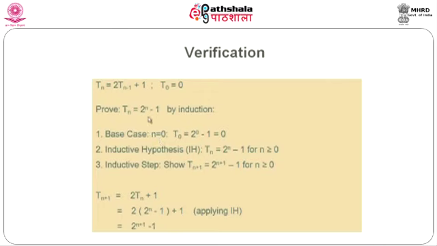Let me substitute 0 here. It becomes 2 power 0 is 1, and 1 minus 1 is going to be 0. Therefore, for condition n equal to 0, the hypothesis is true. Then inductively I can say that for T of n it is going to be 2 power n minus 1. So, that means this is also going to be true.